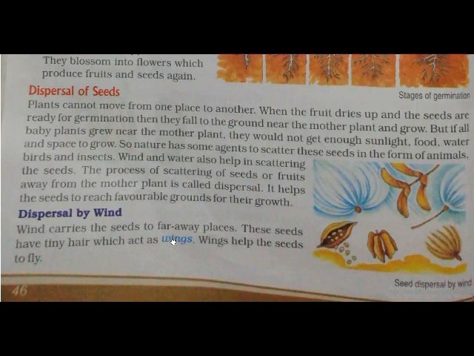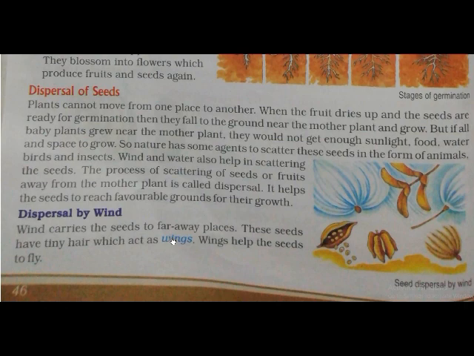So what they are telling about dispersal of seed is this: as we know, when the plant grows fruit, there are seeds inside the fruit, and then the seeds go off from the mother plant and fall near the mother plant and grow new plants. So what if all the seeds fall near the mother plant? What will happen?